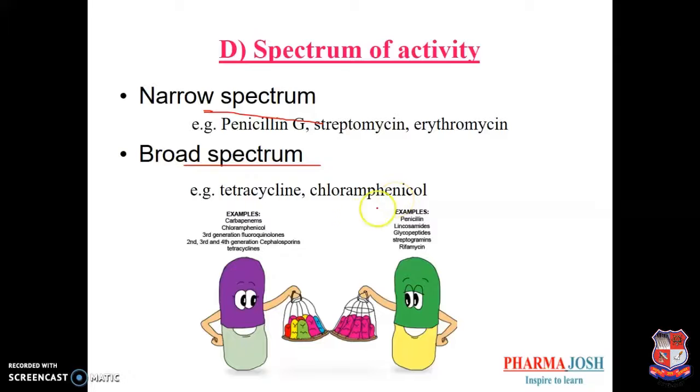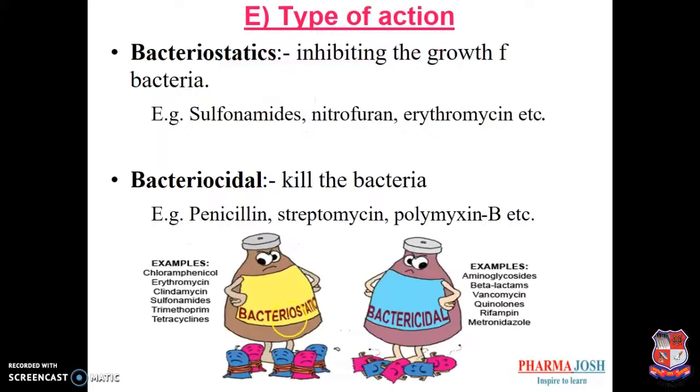Examples are tetracycline and chloramphenicol. Here you can see a very good picture. These are drugs that inhibit only one color, that means one variety of bacteria. This type of agent we call narrow spectrum. And here you can see drugs that inhibit more than one type of bacteria, multiple types of bacteria. This is broad spectrum. This is called the spectrum of activity.